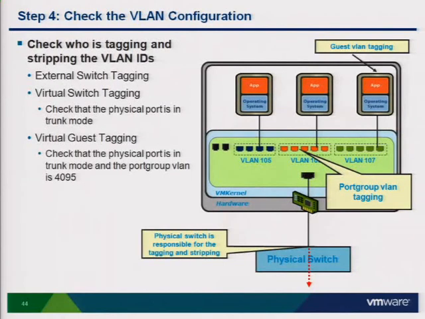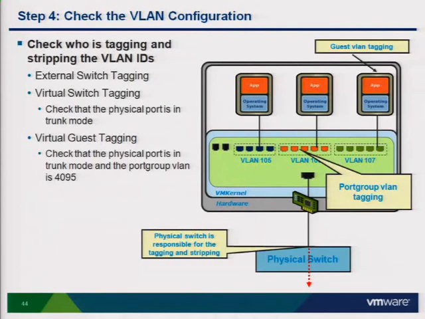Okay, step 4 would be to check the VLAN configuration. Now there are 3 layers at which you can do your VLAN tagging. The first one is at the physical switch. In this case, the virtual side doesn't even know about VLANs, as in, your port group is VLAN unaware, and so is your guest. So what happens is that the switch will encapsulate the packets as well as strip it on inbound traffic.